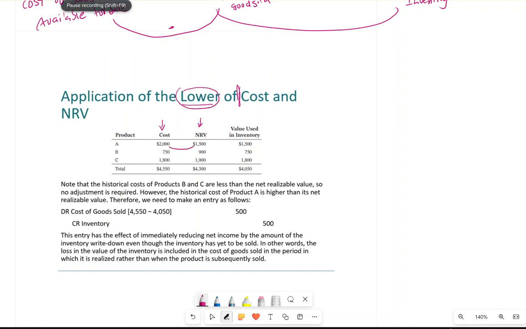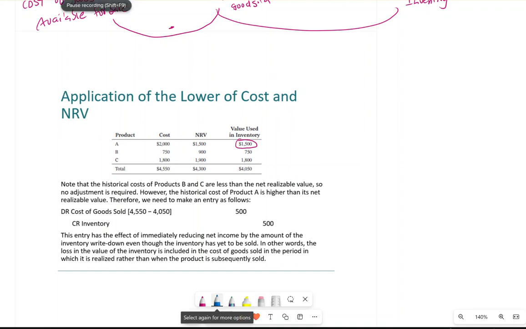So when we look at the method called lower of cost and net realized value, in this case we have product A, the cost was 2,000, and it could be sold at the market for 1,500. So the lower price is 1,500. So that's what it is. The cost is what is sitting in the books. This is what we are calculating, what can be sold in the market. So the lower of cost and net realized value.